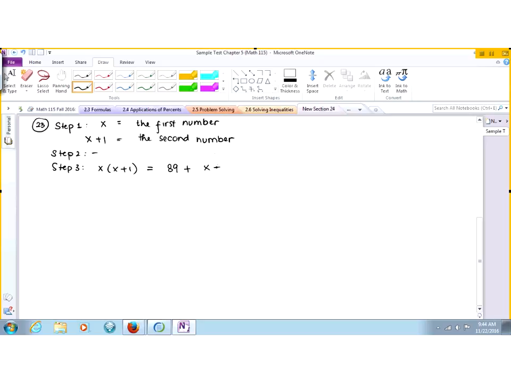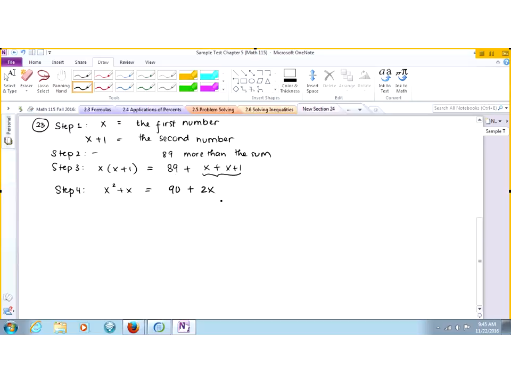What is the sum? Yes, x plus 1. So 89 more than the sum. So this is the sum, right? x plus 1. Can you solve it? So that's your step 3. So x squared plus x is 89 plus 2x plus 1, but we can combine the 89 and 1, so it is 90 plus 2x. Okay, good.